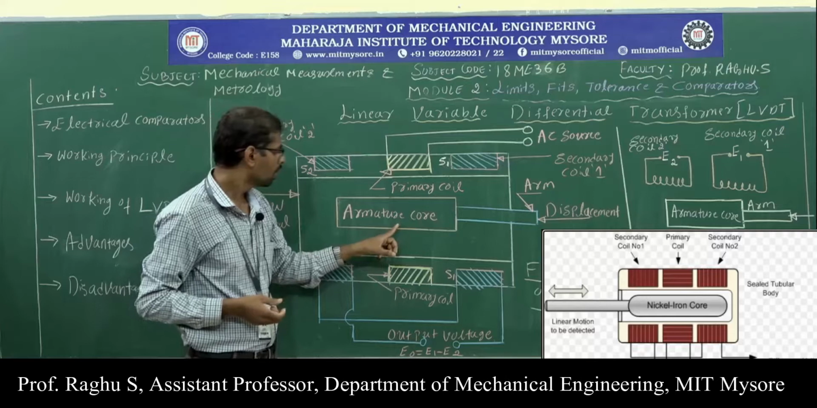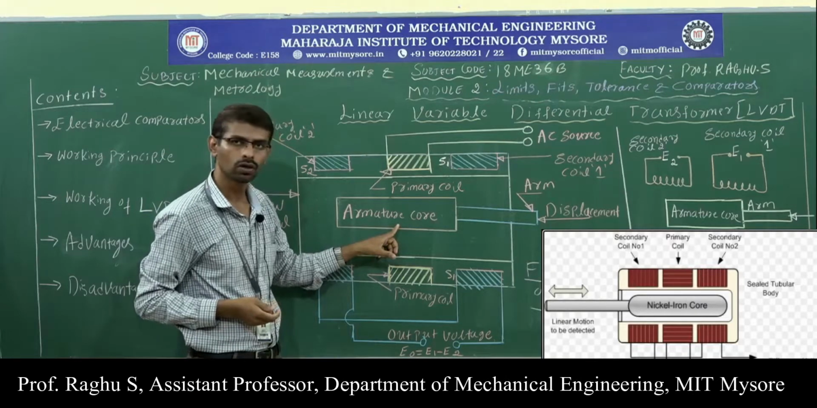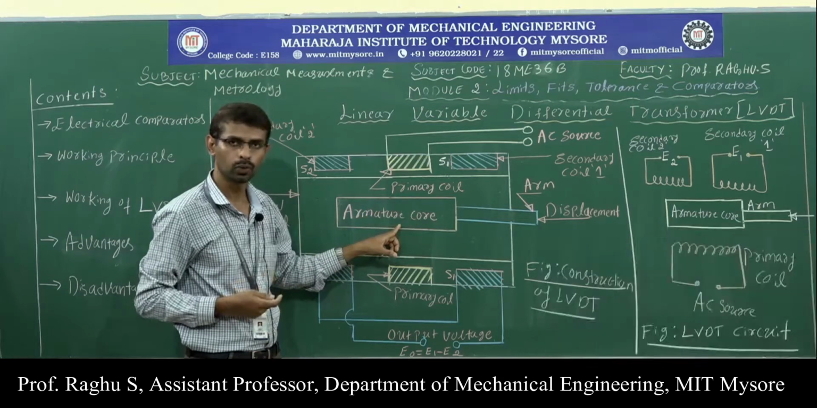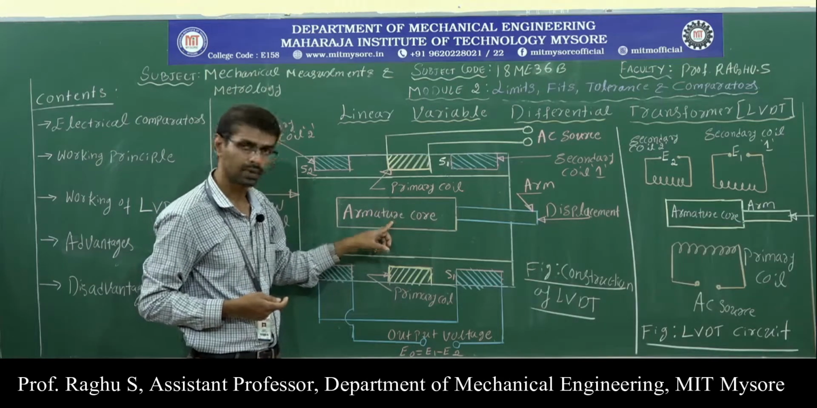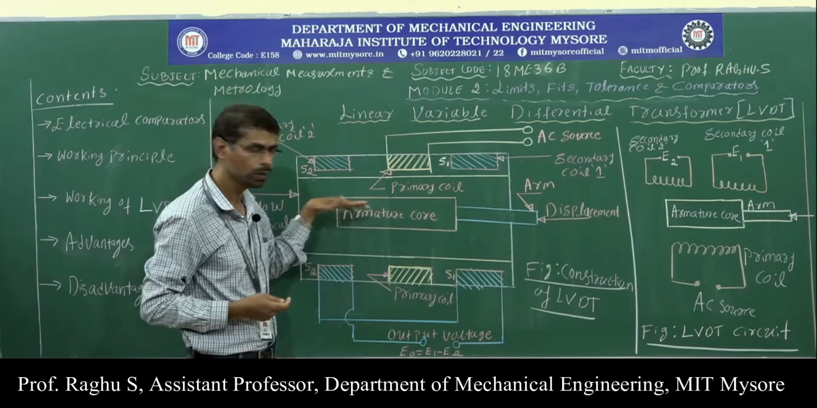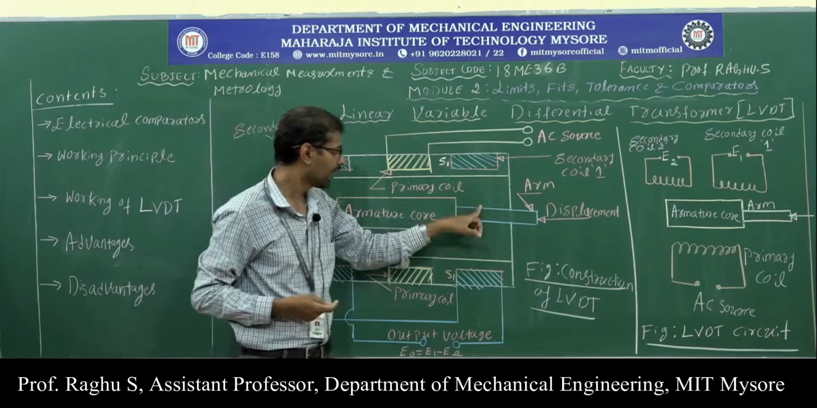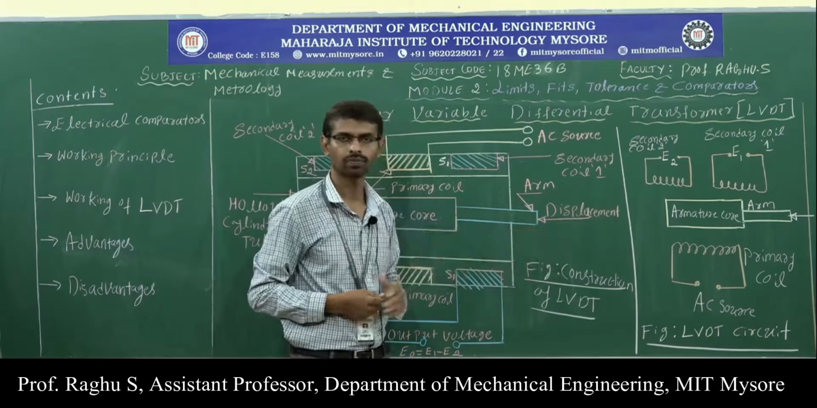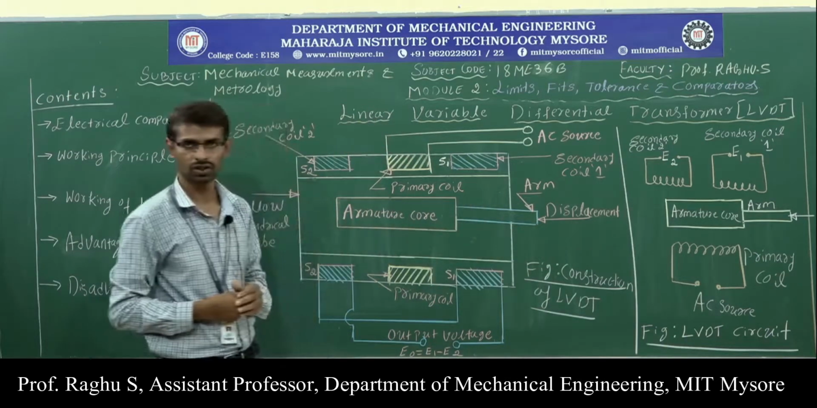Next, we have an armature core which is placed inside the tube, and this is the movable armature core which moves inside the tube. This armature core is connected to an arm. Here the input is the displacement. This is about the construction features.